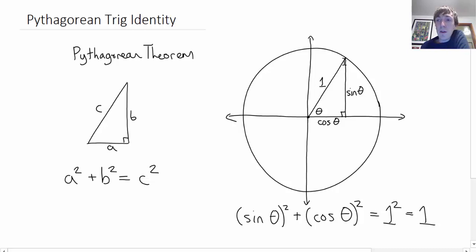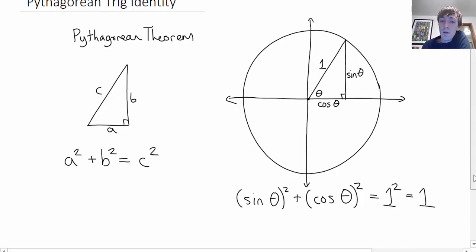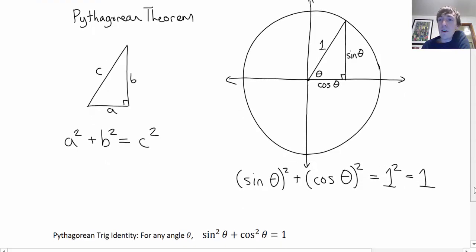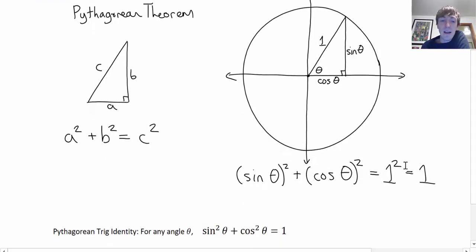But if we use the Pythagorean theorem on this triangle, we get the formula sine of theta squared plus cosine of theta squared equals 1 squared. Right? Because this is now our A, this is now our B, and this is now our C. And 1 squared, of course, is just 1. So changing this around a little bit, this is how you're going to see this in textbooks and in future classes. So the angle could be anything, as I said, any angle theta.